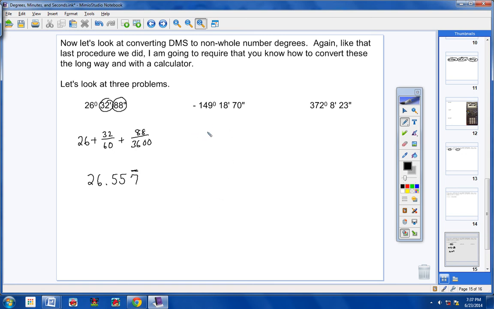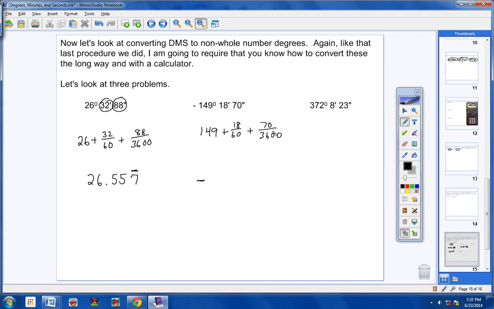Now be careful here with your negative sign. I would just forget the negative sign, because you're going to start adding numbers together, and that's really going to be a mess. Go ahead and put it down here for your final answer, and then I would just say 149, forget the negative sign, plus 18 over 60 plus 70 over 3,600. And there we go.